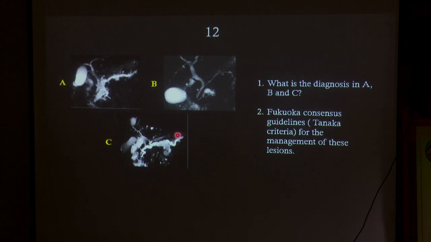So the other important thing in this IPMN is the international Fukuoka consensus guidelines, or the Tanaka criteria, for management. So management is very important in all radiological cases. We shouldn't just think about diagnosis, because only when we know the management can we give the proper points to the surgeons for managing the cases. So what are the Tanaka criteria for management of these lesions?